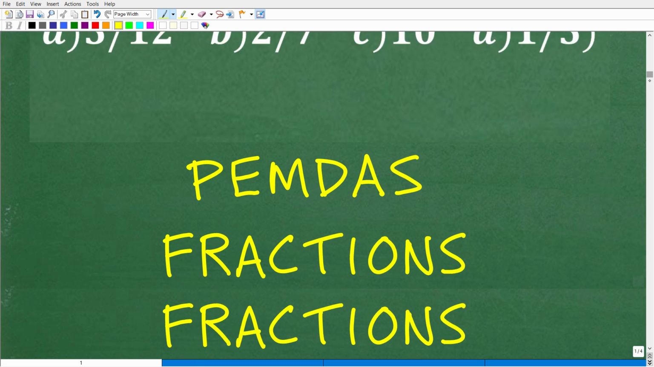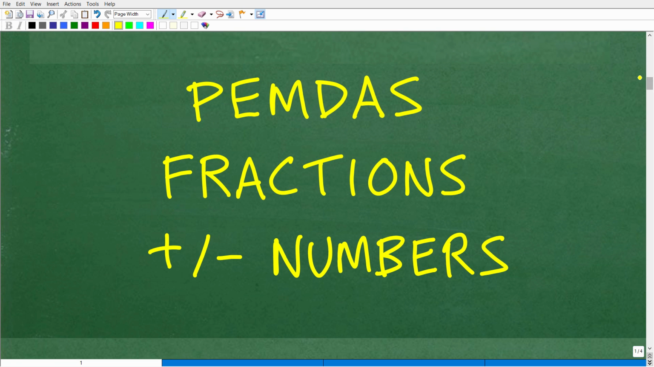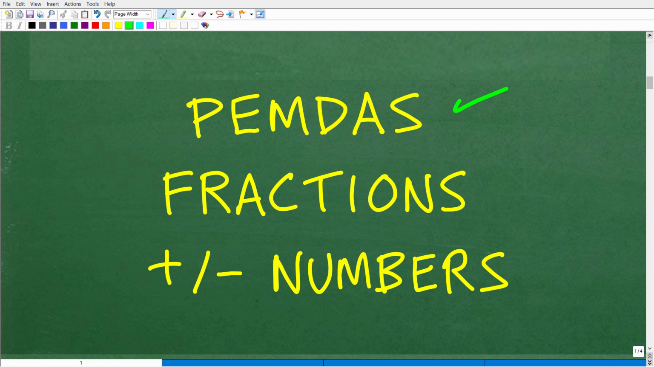All right, so let's go ahead and talk about the skill sets that are going to be required in order to do this problem. So the first is the order of operations. The next is fractions, and the next is positive and negative numbers. So I'll show you how each of these comes into play in just 1 second.